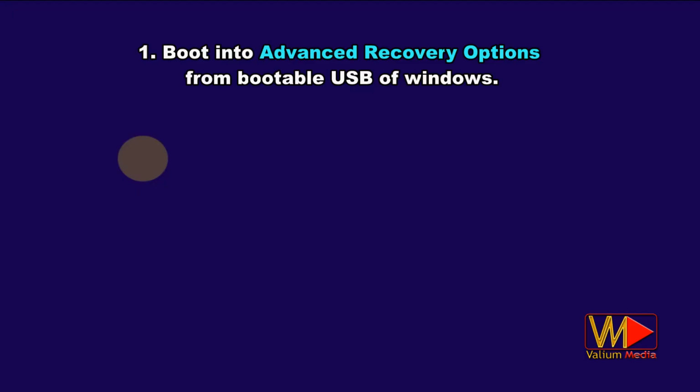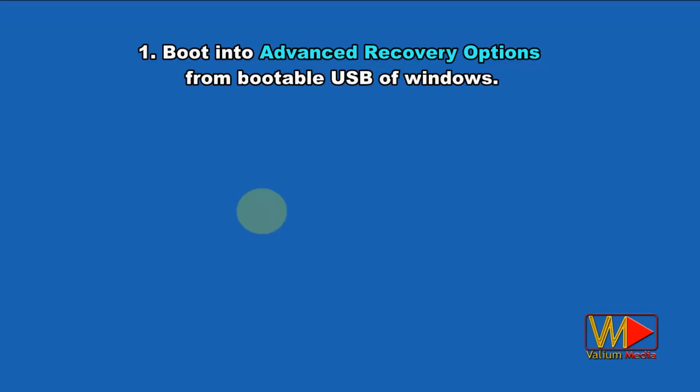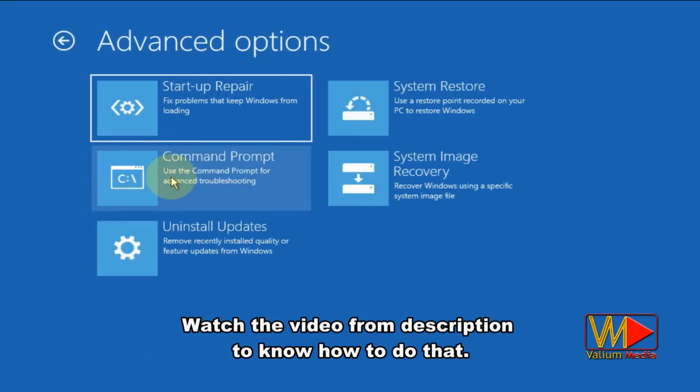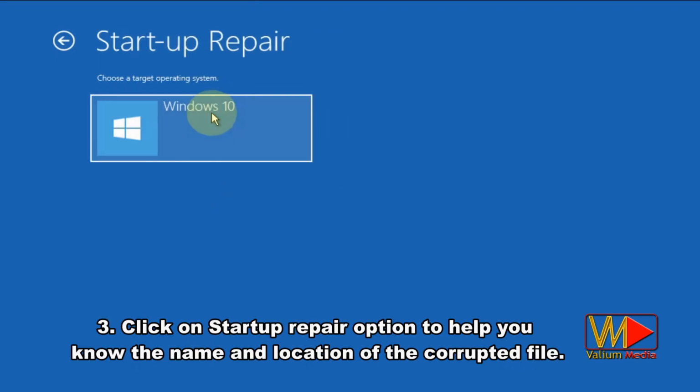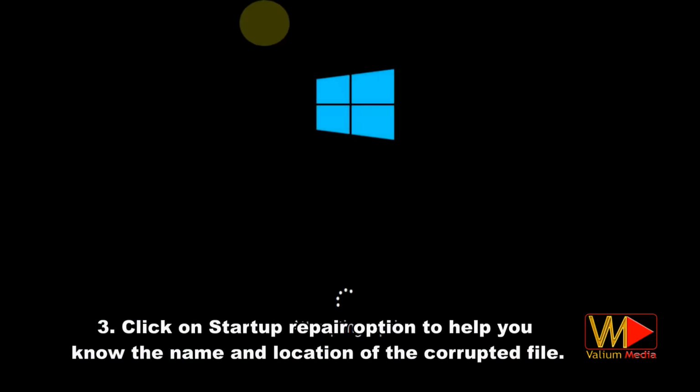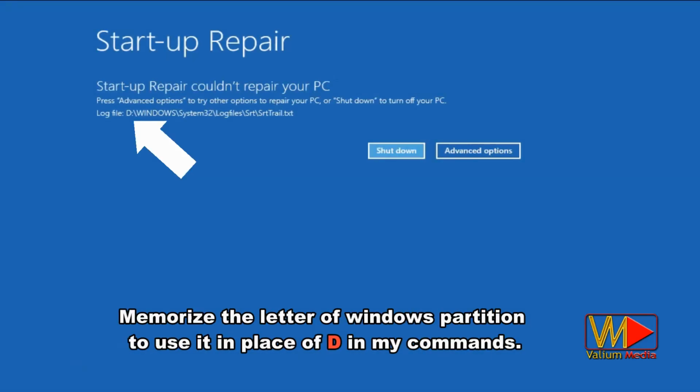Steps. Boot your computer into Advanced Recovery Options. Watch the video from description to know how to do that. If you know the name and the location of the corrupted file, skip to Step 8. Click on Startup Repair option to help you know the name and location of the corrupted file. Memorize the letter of your Windows partition to use it in place of D in my commands.